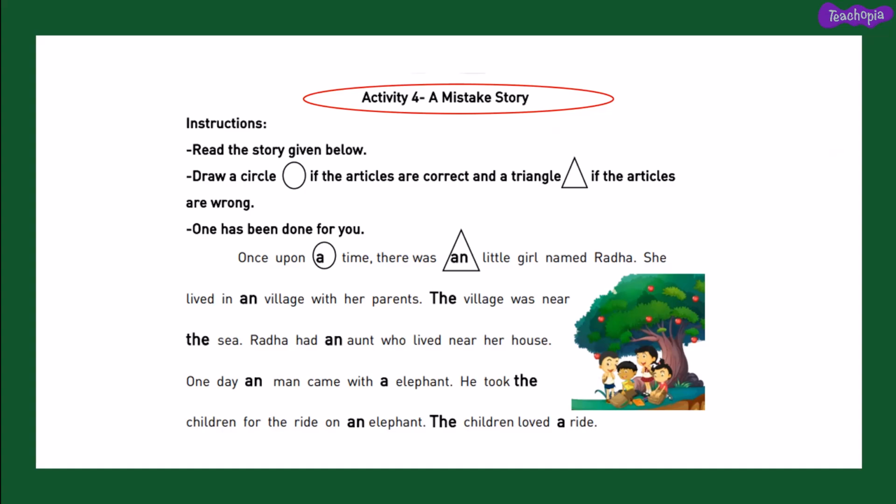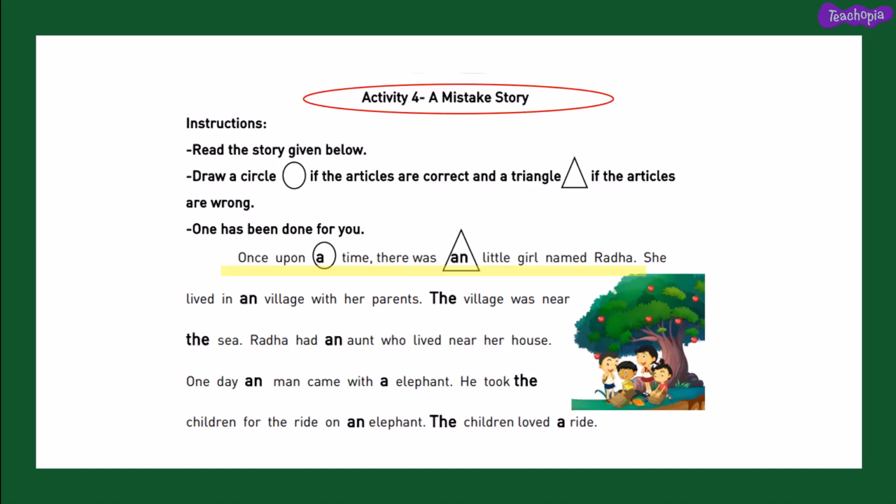Next, activity 4 is called a mistake story. Here, learners are given a passage where articles are used correctly and incorrectly. Every correct article must have a circle around it, while every incorrect article must have a triangle.